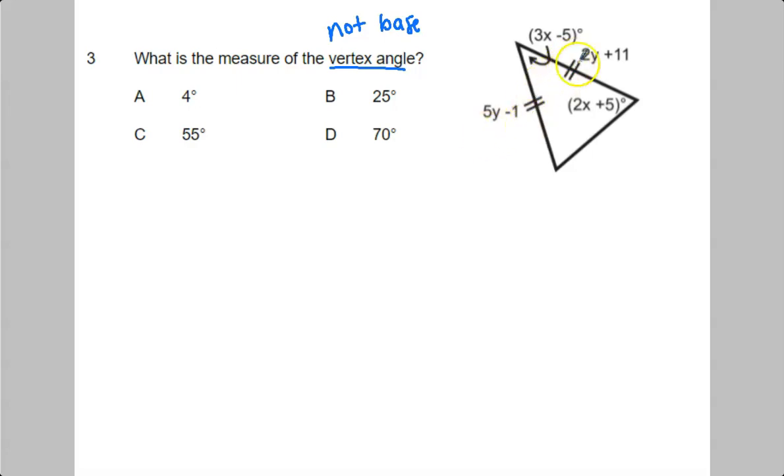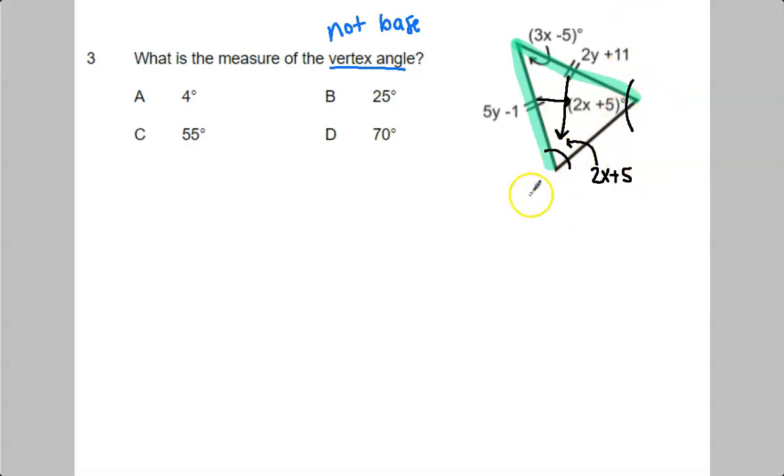All right, we see these little tick marks. We talked about them in the previous problem. Because these tick marks match, we know that this side is congruent to this side. And if the sides are congruent, then the opposite angles are also congruent. So this angle is equal to this angle. So if this angle here is 2x plus 5, that would mean that the angle right here is also 2x plus 5.